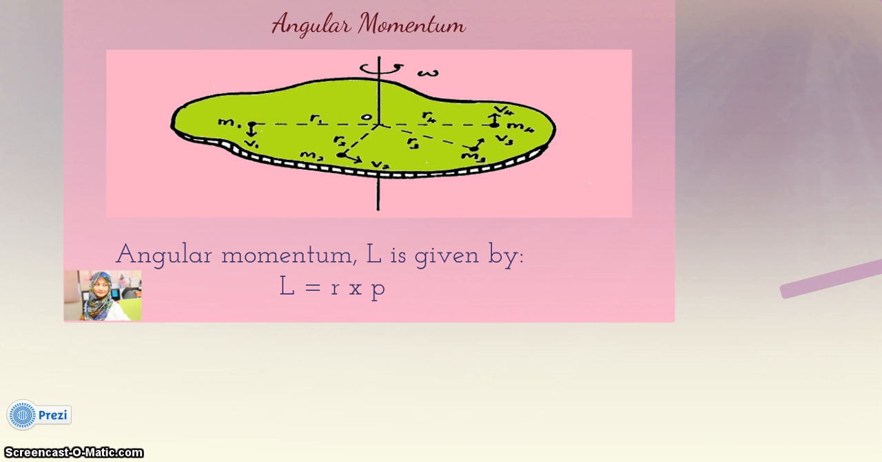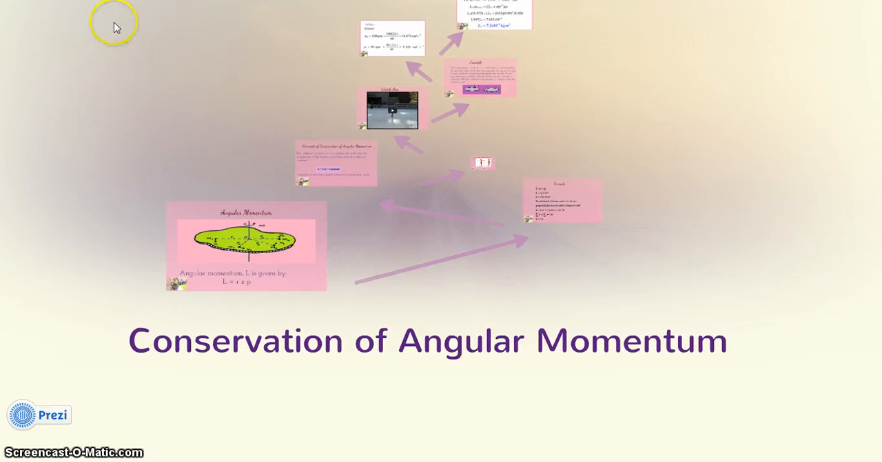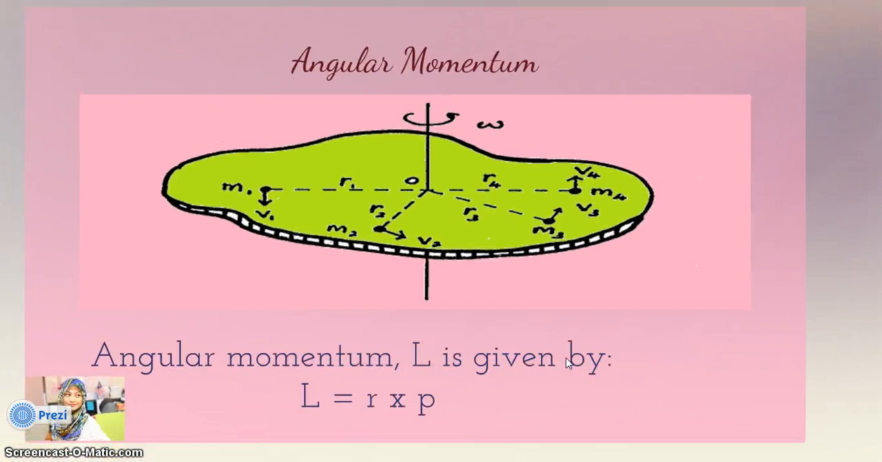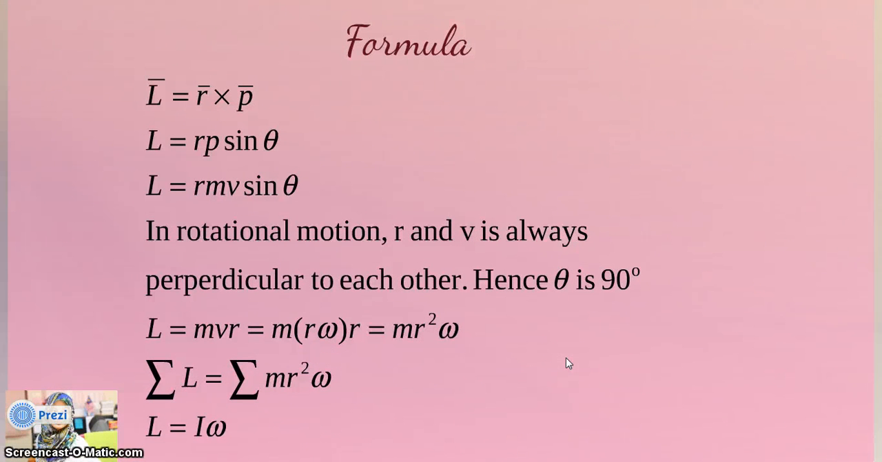Angular momentum, which is L, is defined as r cross p, where r is the perpendicular radial distance of each particle from the axis of rotation and p is equal to momentum. Angular momentum is a vector quantity and the direction of angular momentum is the same as the direction of velocity. From the formula, to get the magnitude of angular momentum, L is equal to r p sine theta.